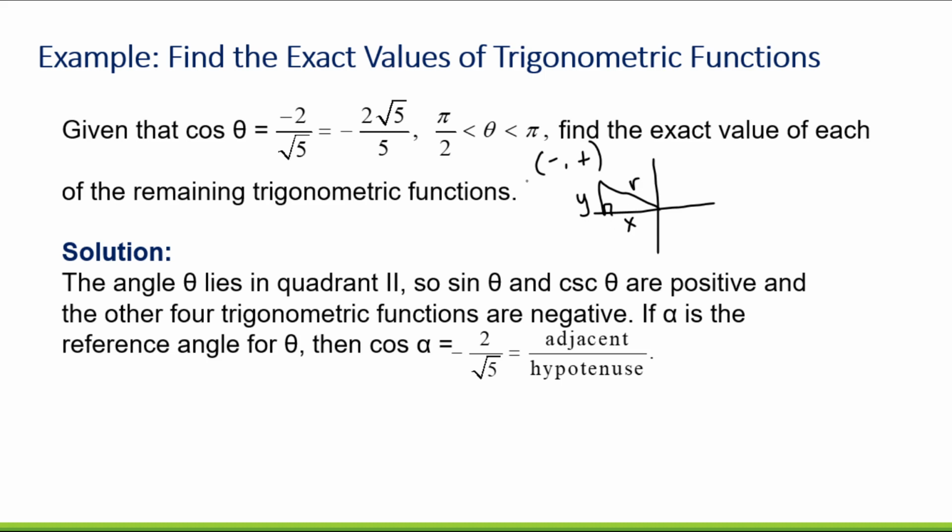So this tells us that sine theta, which is y over r, is positive. Cosecant theta is r over y, so that is positive as well. The other four trig functions are going to be negative because x is negative. And so if alpha is the reference angle for theta, then cosine alpha is -2 over square root 5. That is the adjacent side x over the hypotenuse r.